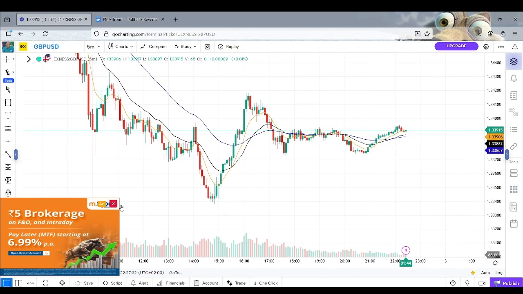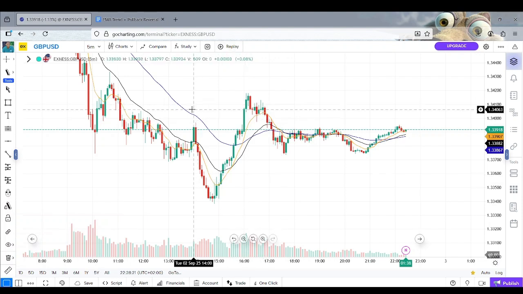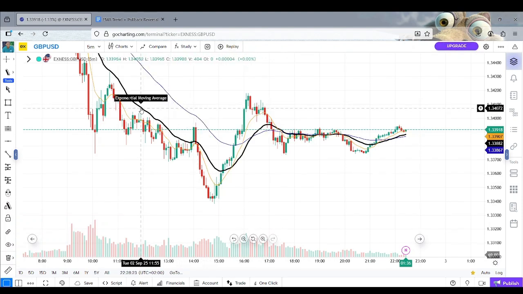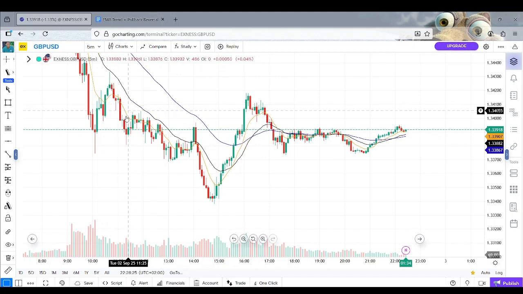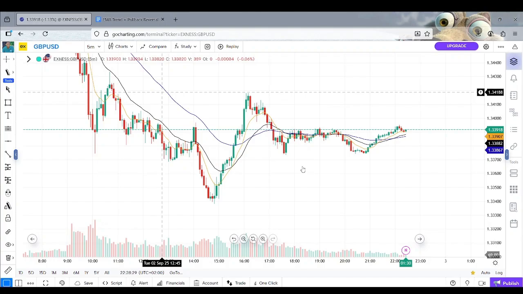So I've gone on and plotted my EMAs. Again, this is the 50, the 21, and this is the 9. Gold is the 9, black the 21, blue is the 50.